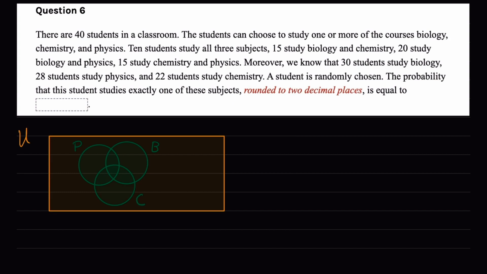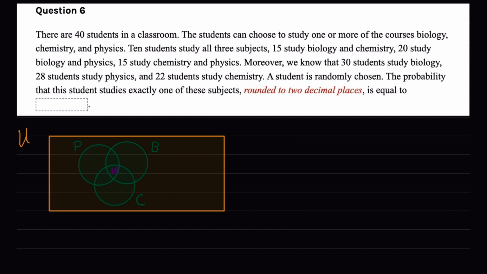And is there any student left outside, meaning any student who doesn't study any one of these subjects? We don't know yet, but we know that the total number of students in the rectangle is 40, the number of total students. And if you remember in the lesson, I told you if you have information regarding this part, it is better always to start with that part. And this is exactly what I want. 10 students study all 3 subjects. So if I want to put a number there, I will put 10 there. Yes, there are 10 students there.